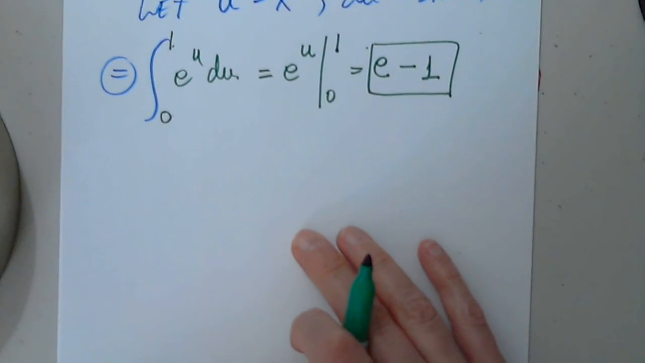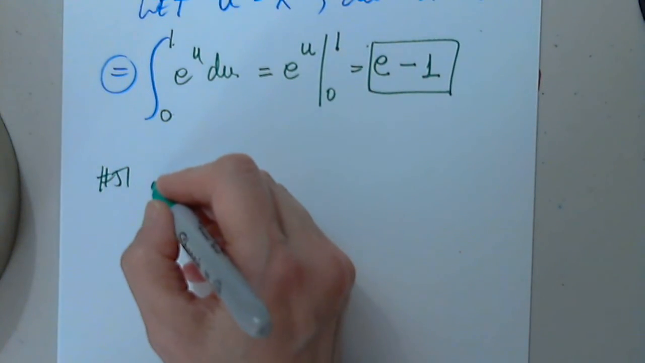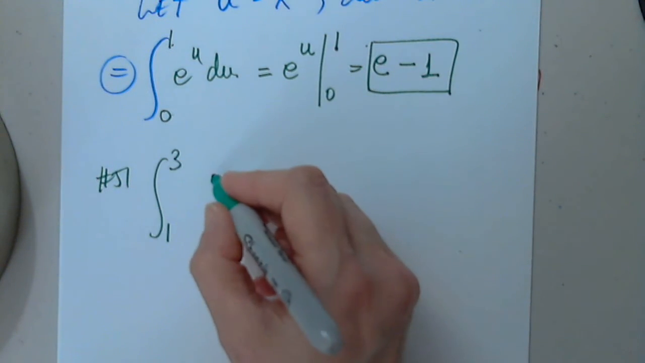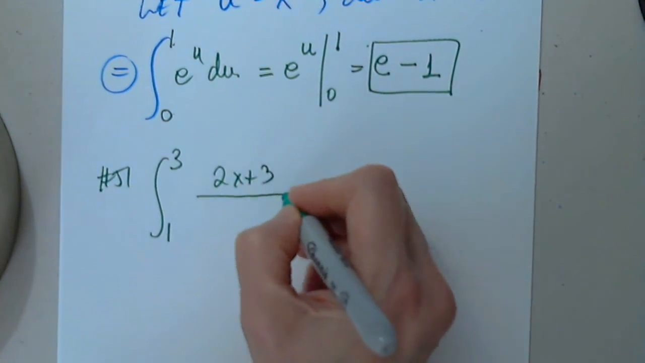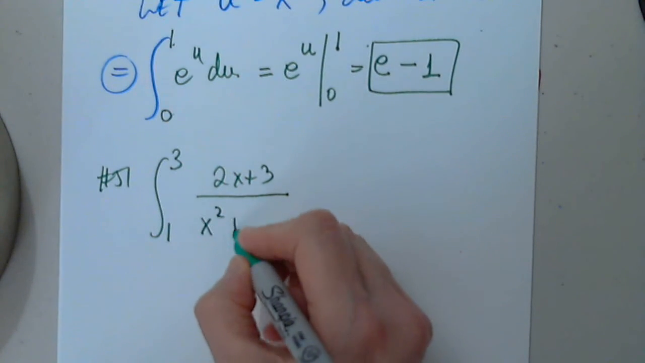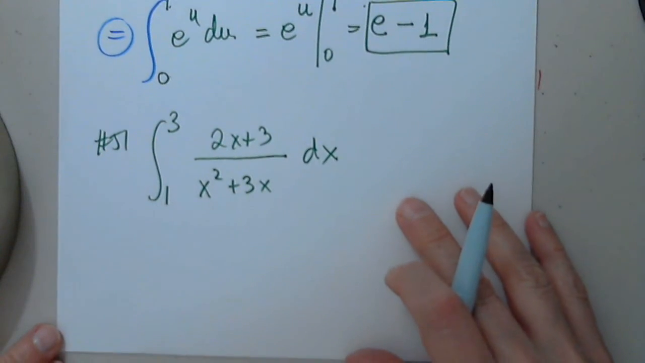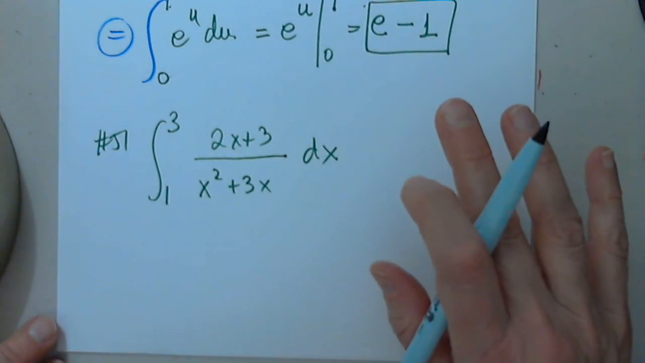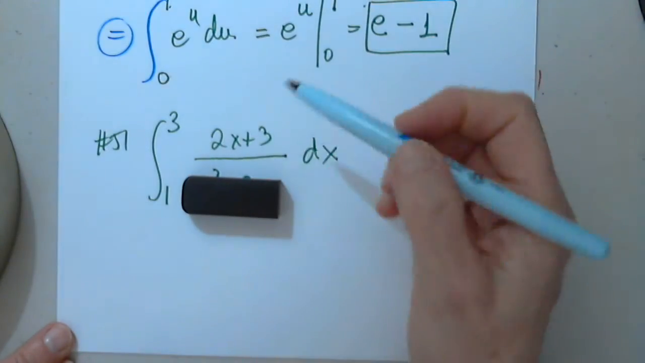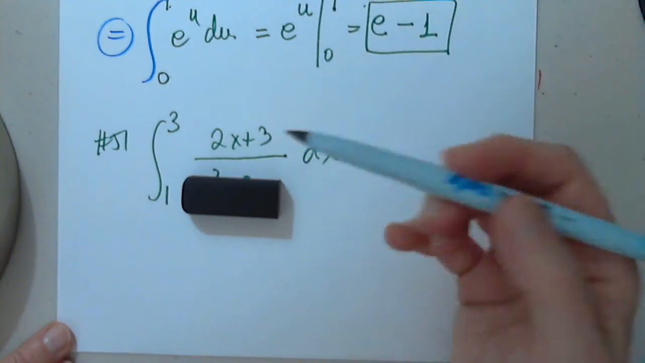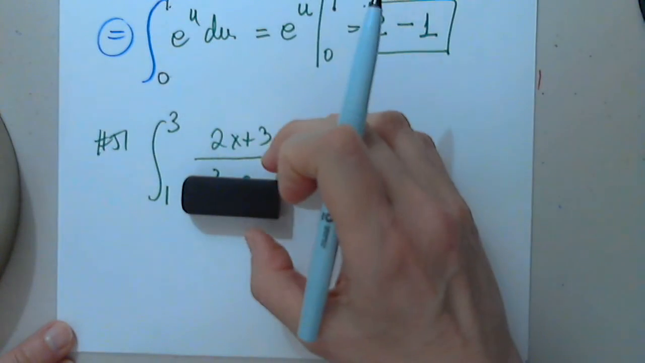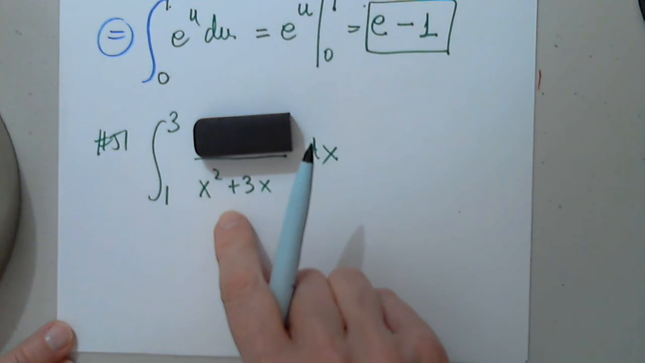Okay, so let's take a look at 51. The integral from 1 to 3 of 2x plus 3, everything divided by x squared plus 3x, dx. Well, this looks kind of messy. So the same idea applies here. When I look at the numerator, there is nothing I can do to the numerator. What really bothers me is the denominator.